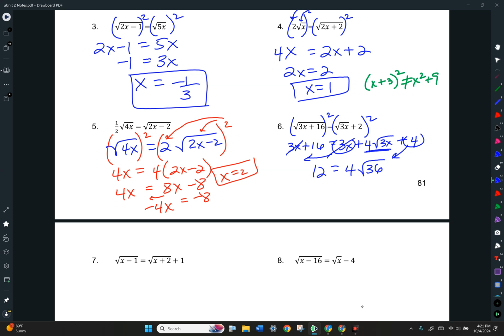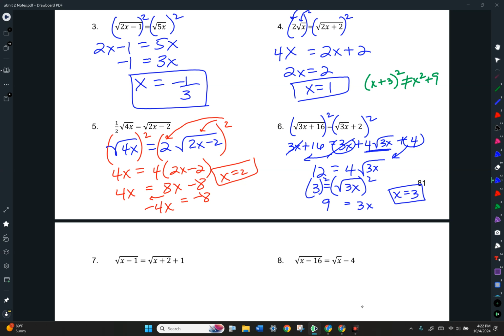If I want to, I could square both sides, but it might be easier to, whoops, I don't know why I wrote 36. Sorry about that. That would be 3x, right? But it would be easier to divide by 4 first. So if you divide by 4, you're going to get 3 equals the square root of 3x. Now it makes sense to go ahead and square both sides. So you're going to have 3x equals 9. And now when you solve for x, you'll just divide by 3. So x equals 3.